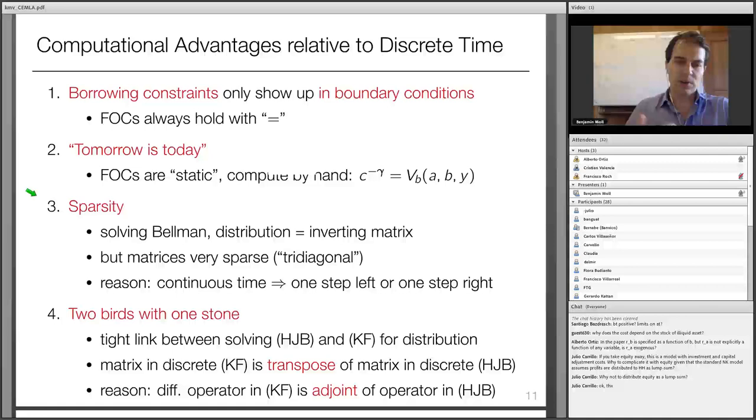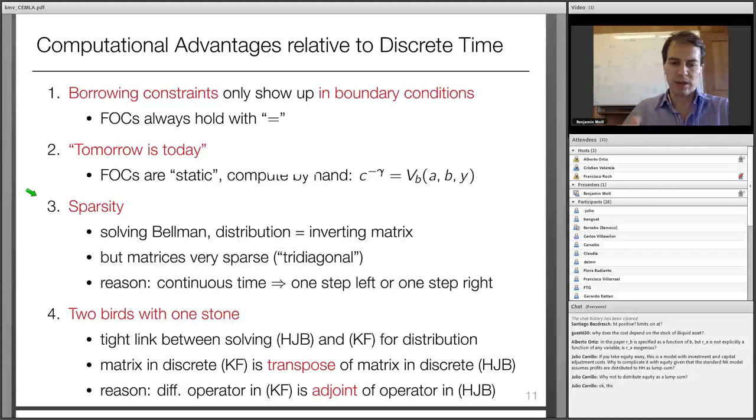The final thing, I don't want to delve into this too much. After having solved the Bellman equation, you get the distribution for free. There's a technical point, which is that the matrix in the discretized Kolmogorov forward equation, so the law of motion for the distribution, is just a transpose of the discretized HJB equation. So one is the transpose problem of the other, and that's convenient.